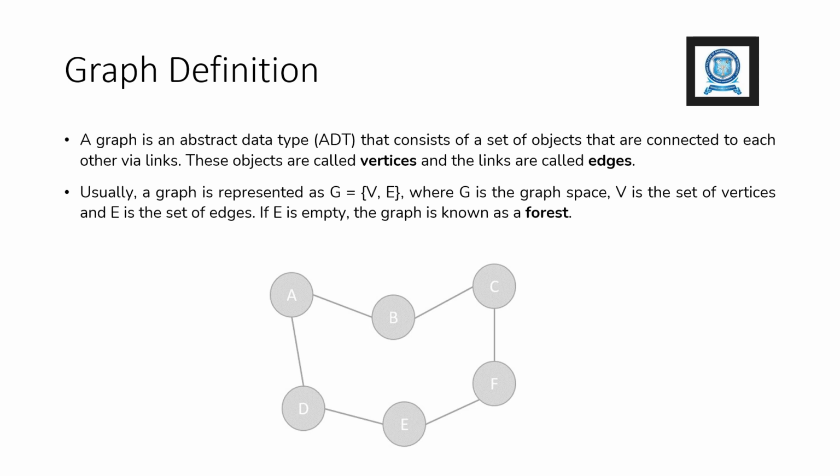A graph is an abstract data type (ADT) that consists of a set of objects that are connected to each other via links. These objects are called vertices and the links are called edges. Usually a graph is represented as G = (V, E), where G is the graph, V is the set of vertices and E is the set of edges. If E is empty, the graph is known as a forest. Below diagram shows an example for graph structure.